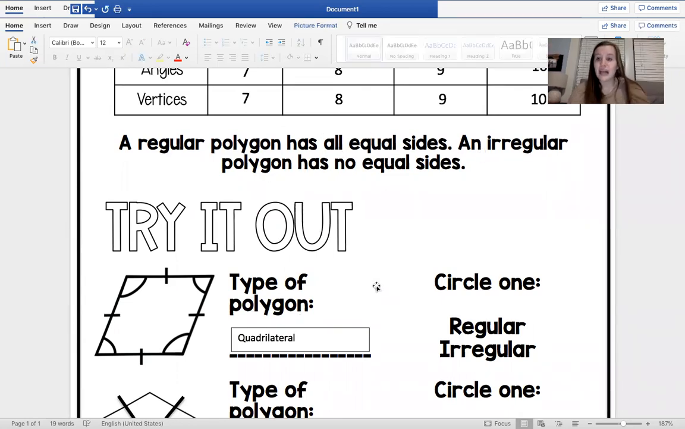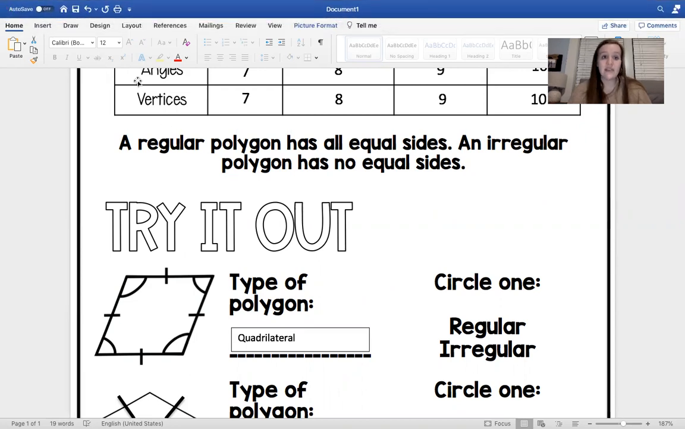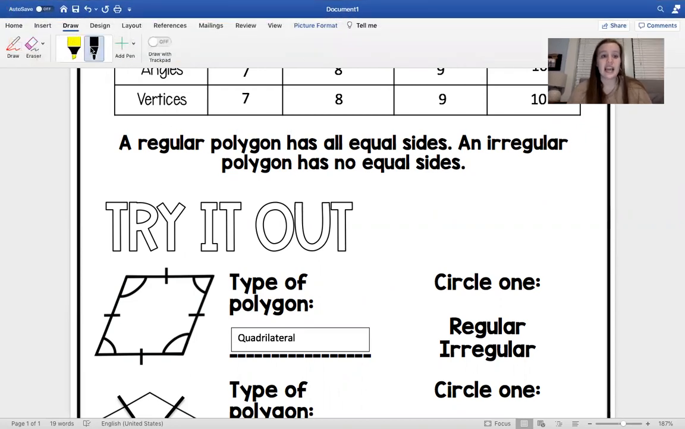You may be saying, well, Miss Sally, I don't know if those sides are equal or not. Guys, you see these little lines right here? The really cool thing about those lines is that they tell you if those sides are equal. Since all of our sides have one line, that means they're all the same length. If you saw a shape and it looked like this, that means that the sides with one line are equal and the sides with two lines are equal.